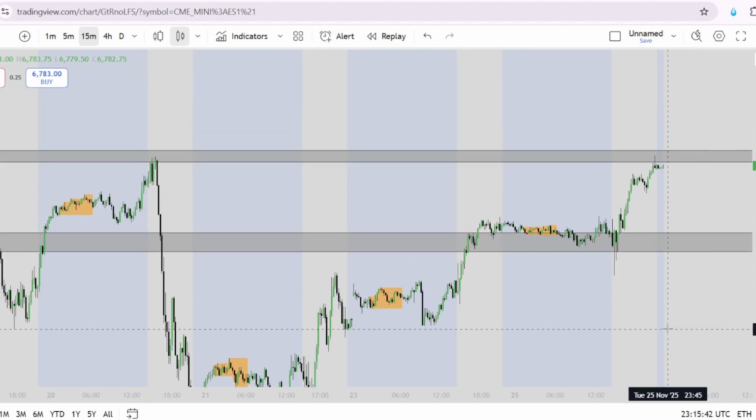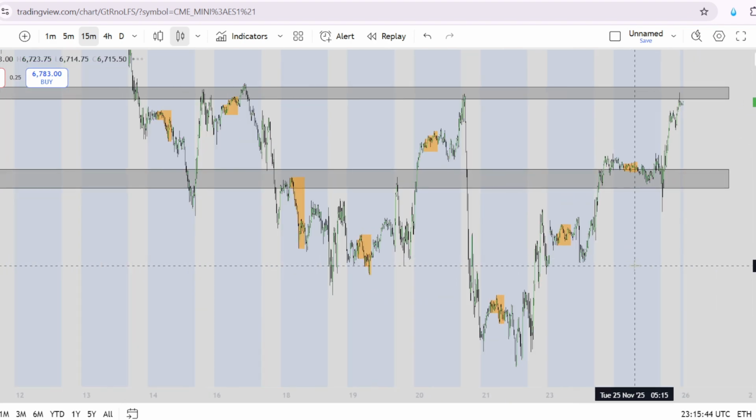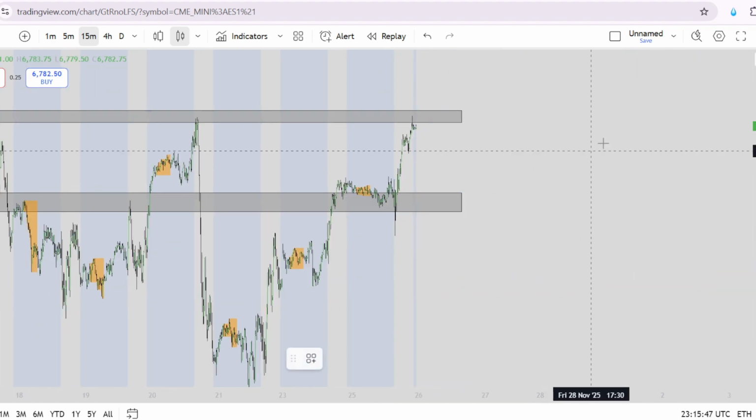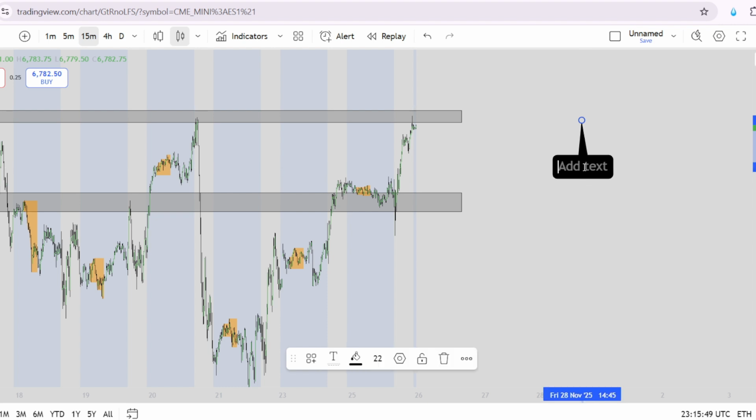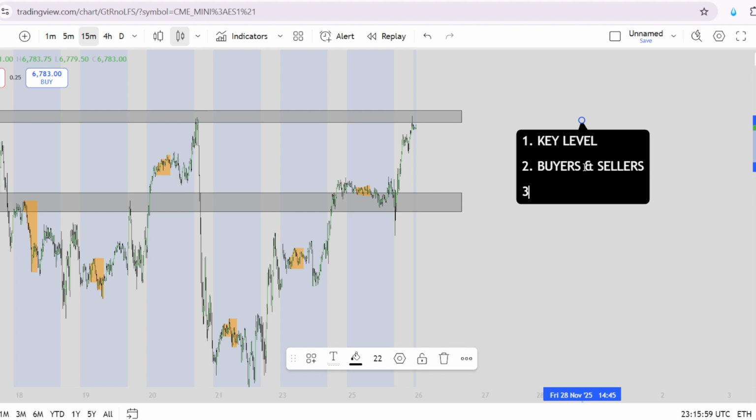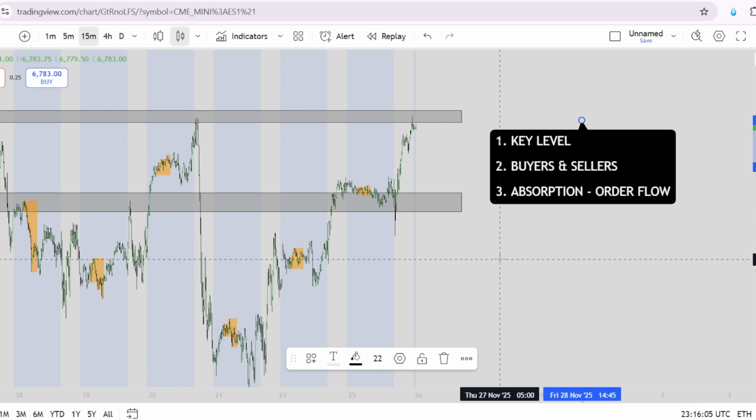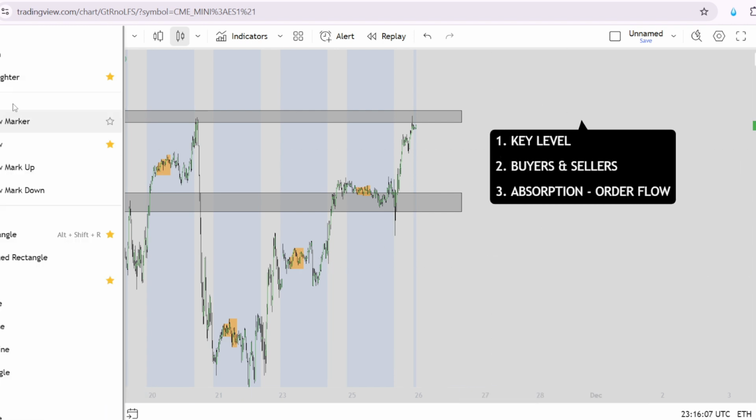So the first thing to understand right away is key levels. When I trade, if you are a struggling trader, it's because you're missing one of these three things. You need to have a key level. That's the first thing you need, to know exactly where to trade from. Then you need buyers and sellers inside of the key level. And then you need to understand absorption. Absorption is basically the order flow. So these are the three things that every trader needs. And if you're struggling, you're missing one of these three things.